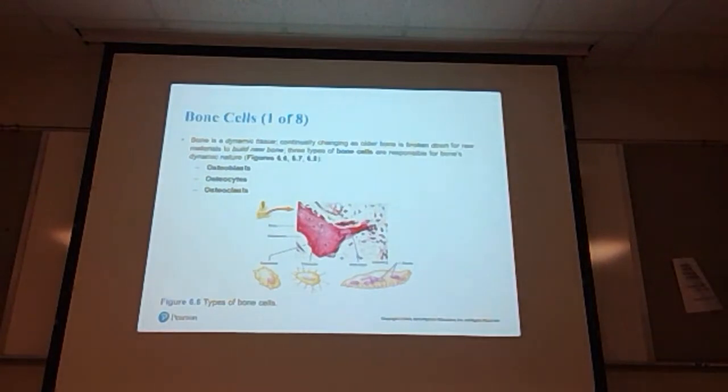All right, so bone is a dynamic tissue, continuously changes. Bone is broken down for their raw materials to build new bone. Three types of bone cells are responsible for the dynamic nature of the bones. That is the osteoblast. And remember from our previous lectures, we know that the blast, when associated with a cell, means an immature cell. The osteocytes, the cyte, refers to those cells that are mature. And then osteoclast, a clast cell is one that has started to break down. It has reached its zenith and it is now on the way out.